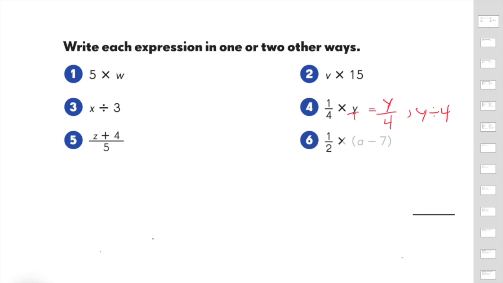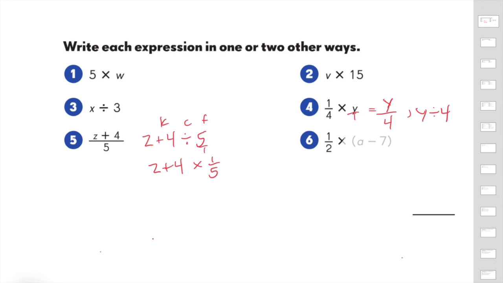Number 5, z plus 4 over 5. Well, we know that when you have an amount over another amount, that's signaling division. So we could say z plus 4 divided by 5. That would be another way to write the expression. And based on the keep, change, flip, we could keep z plus 4, change our division sign to multiplication, and flip that whole number, 5 over 1, to its reciprocal of 1/5. So we could say 1/5 times z plus 4.